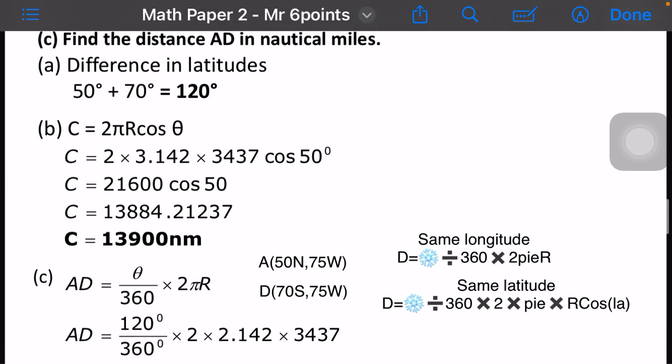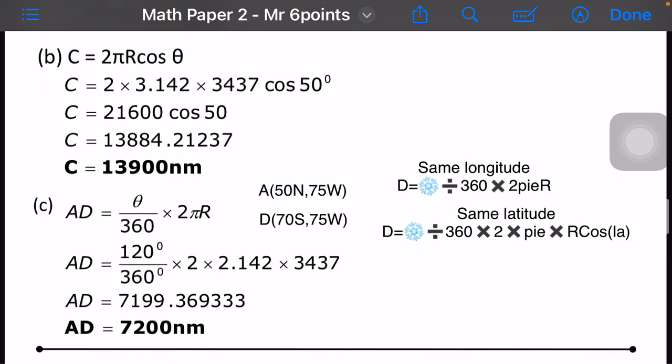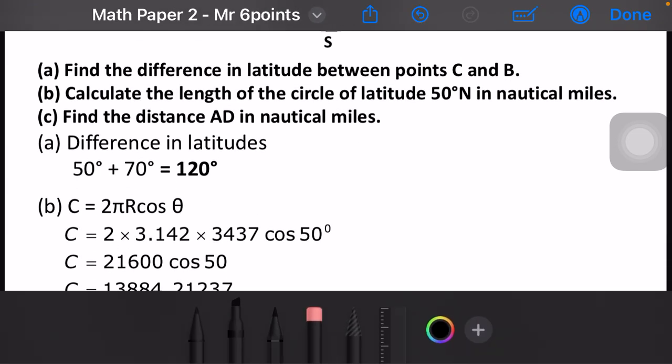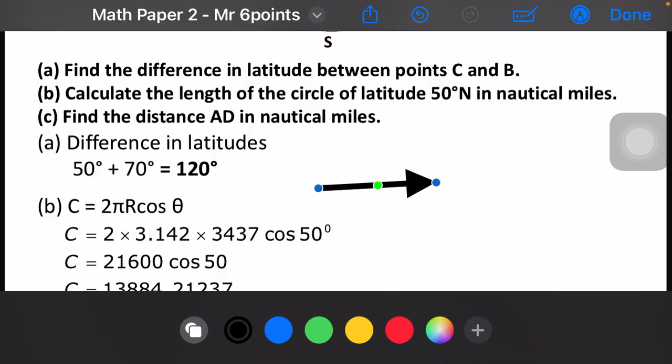So after simplifying, you get your answer: 139,100 nautical miles. That's how you find length under Earth geometry. So now let's look at question D. Question D is asking us to find the distance between the two points A and D in nautical miles.